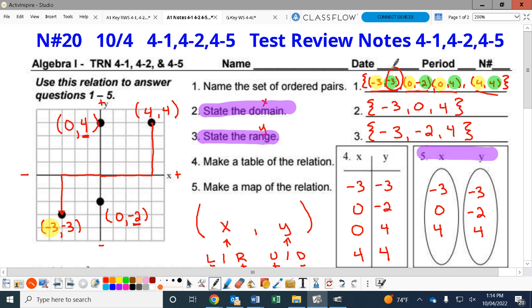The -3 connects to the -3. So we draw an arrow straight across here, put an arrow at the end of it. There you go. -3 connects to the -3. The 0 connects to the -2. So we draw a line that goes from the 0 to the -2. The 0 also connects to the 4. So guys, you got to draw another arrow from the 0 but down to the 4. And then the last arrow goes from 4 to 4. So it's going to go straight from here across to the 4.